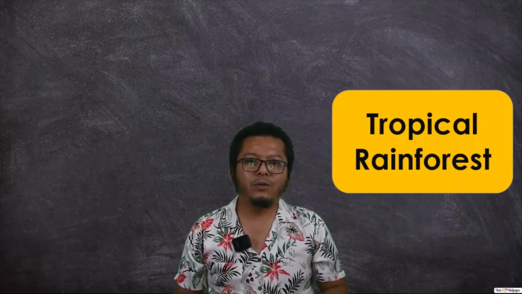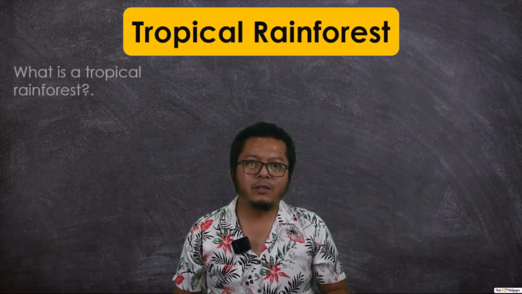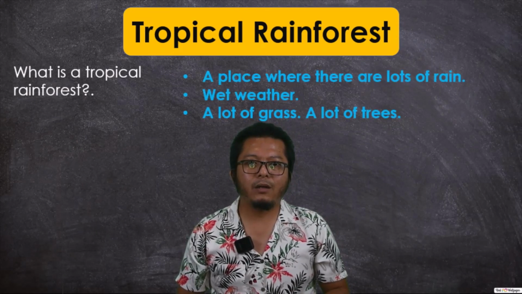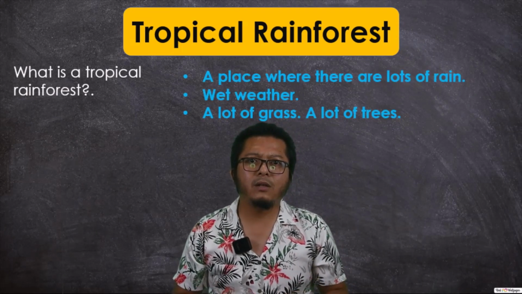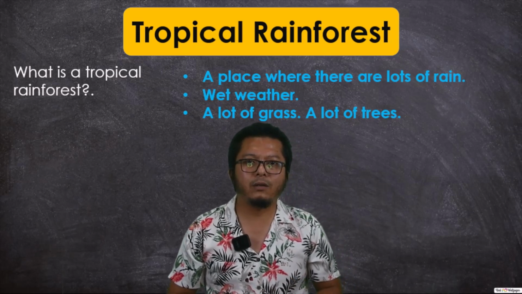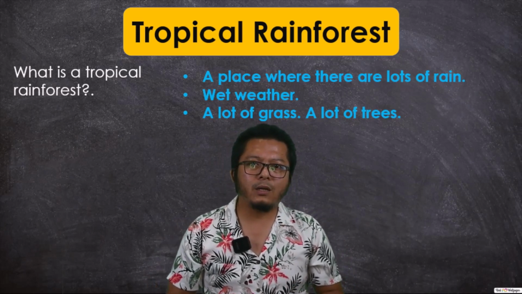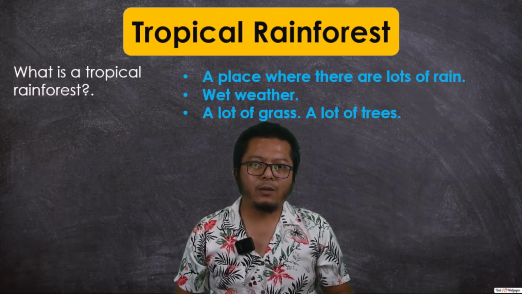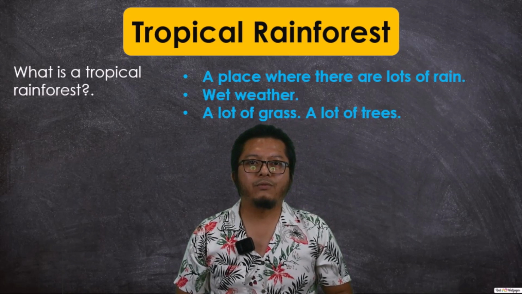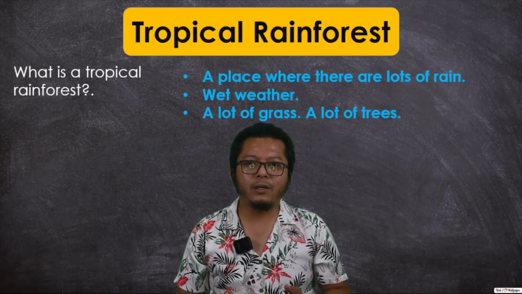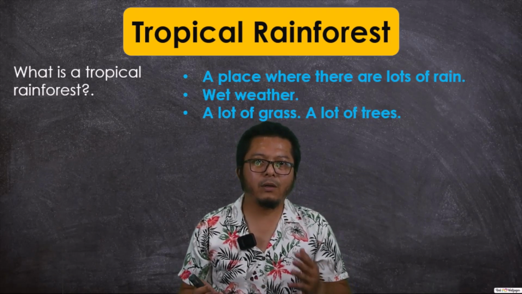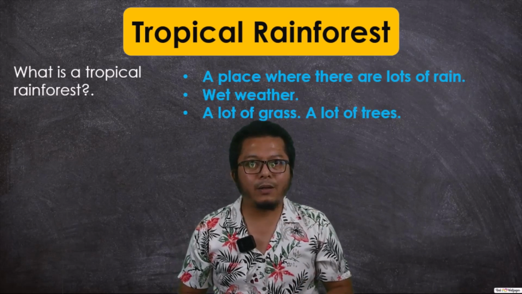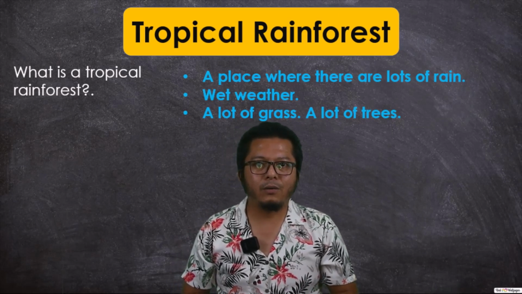Okay, let's move on to the next habitat would be tropical rainforest. Tropical rainforest means a place where there are lots of rain, lots of sun, like in Brunei Darussalam. So Brunei Darussalam is in the tropical rainforest. It's wet weather, lots of grass, lots of trees, like in Brunei. If we're talking about tropical rainforest, we talk about Brunei, Malaysia, or Indonesia.